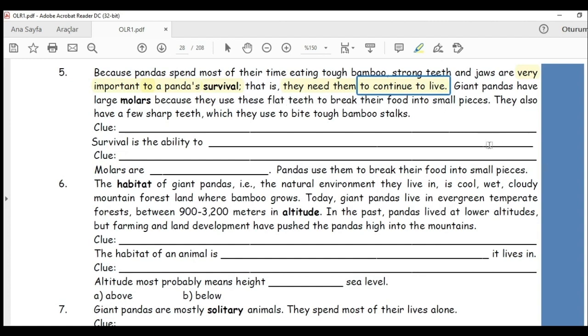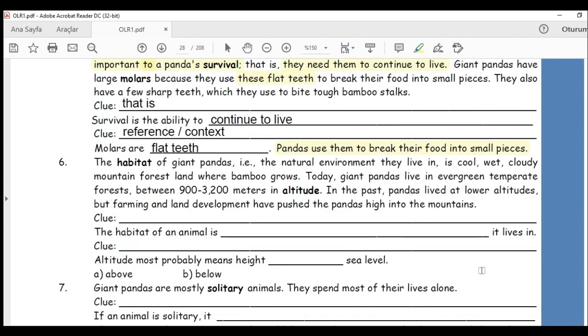This time, in the question part, they have already given you the next sentence. But even if they didn't, they use these flat teeth. So this must refer to something. And they break into small pieces with this. So it is given here. Molars should be flat teeth, right? So, let's write the answers here.